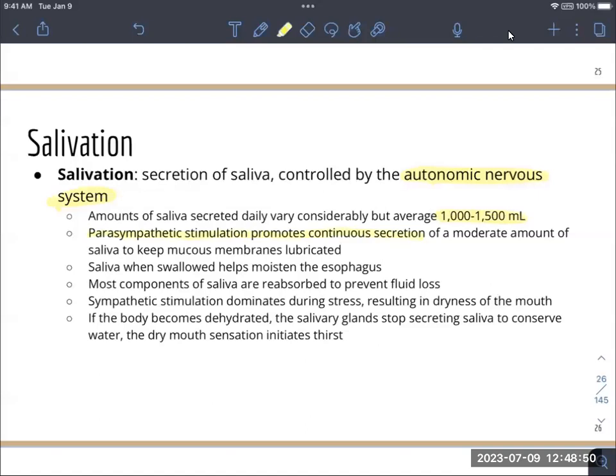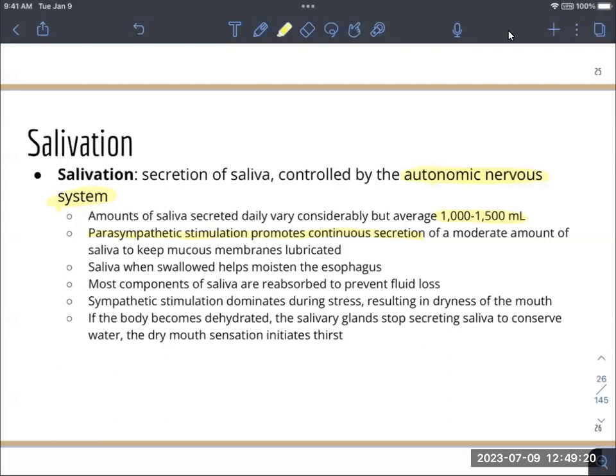Saliva gets swallowed. That is one of the ways we keep that lumen of the esophagus moist. We reabsorb most of our saliva back out of our digestive canal because our body likes to reuse things as much as possible, and this is one way for our body to reuse as much as we can.